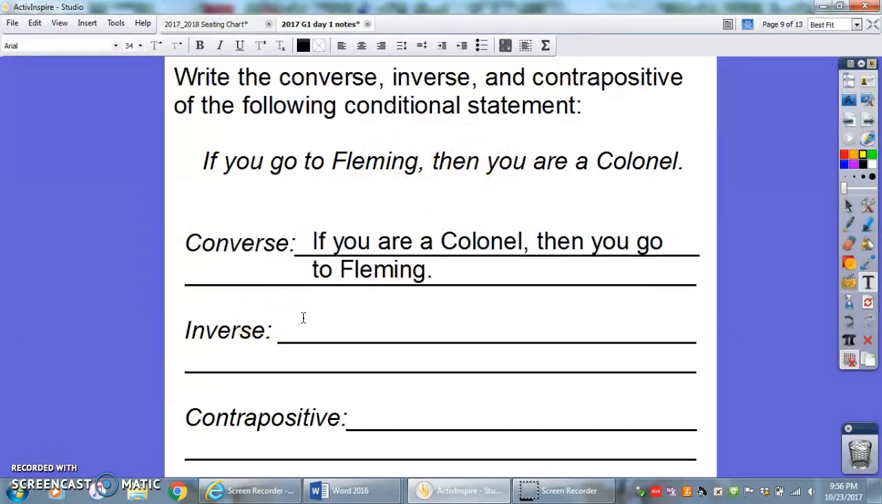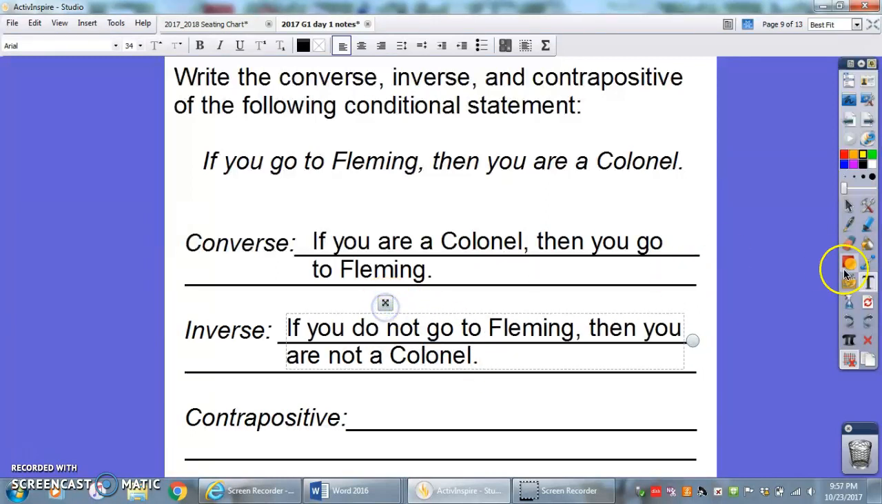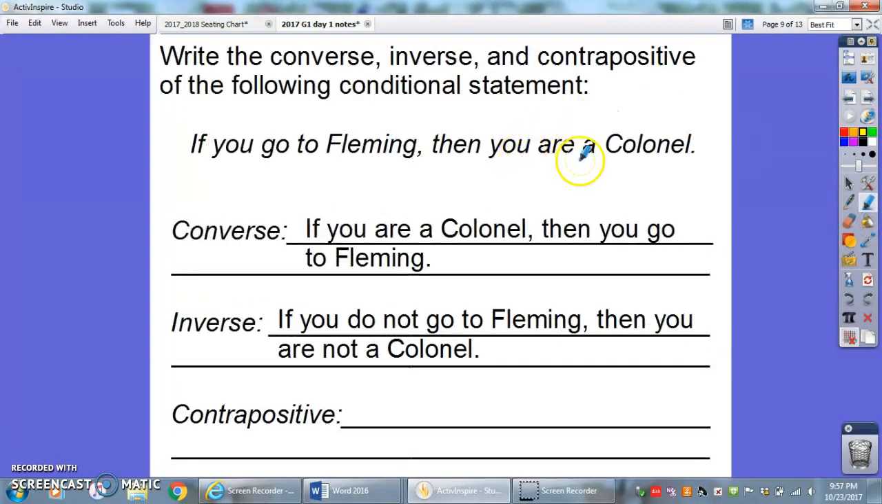The inverse negates, so I'm going to have to say the opposite. So if you do not go to Fleming, so I had to add a not in there, then you are not a kernel. So I had to add two nots because it didn't have any in there. So there is the inverse.